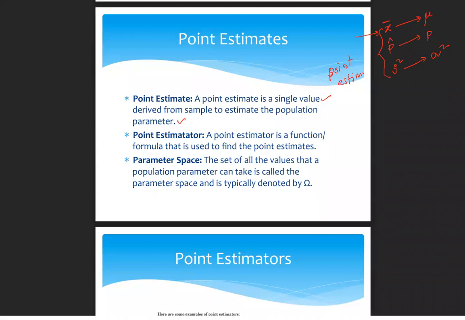Next, we are going to talk about point estimator, okay? So let's go ahead and talk about that. Point estimator is the formula or function that you use to find the point estimate, okay? So again, point estimate is some characteristic or some attribute that you get from the sample. Remember, point estimate is some characteristic or some attribute that you get from the sample. Typically, you use it to estimate the corresponding population parameter.